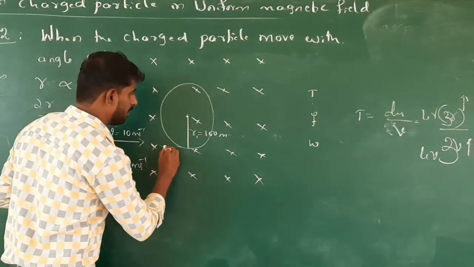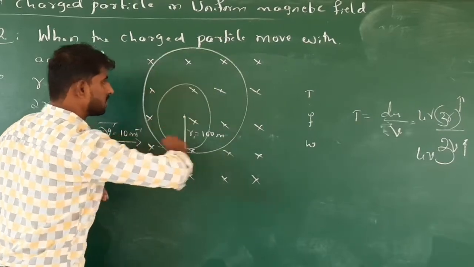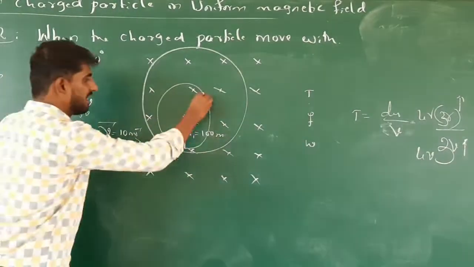The charged particle moves like this. What happened? Its radius increases.